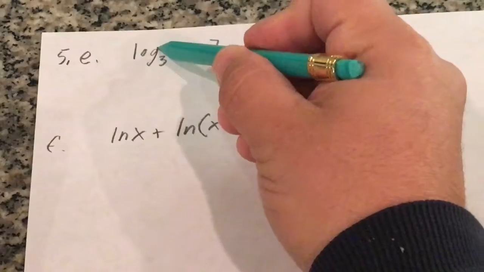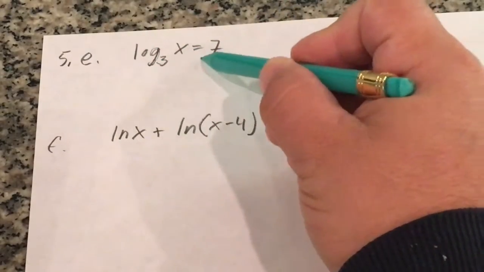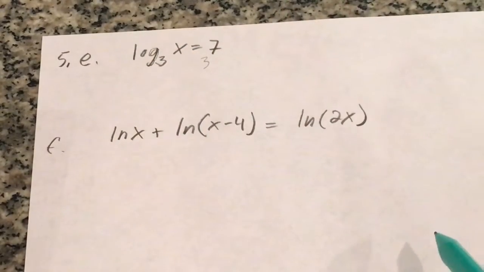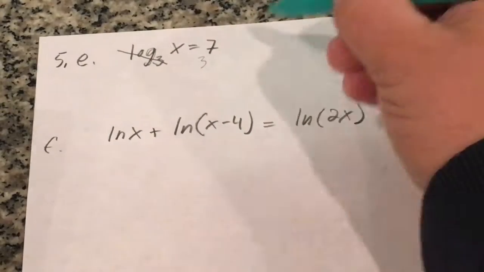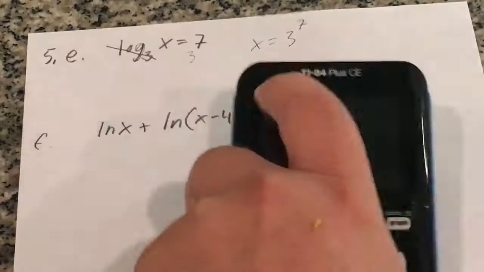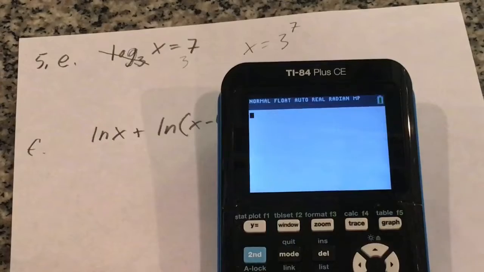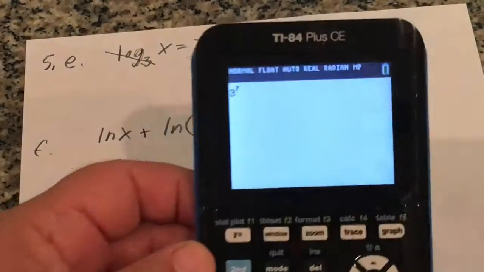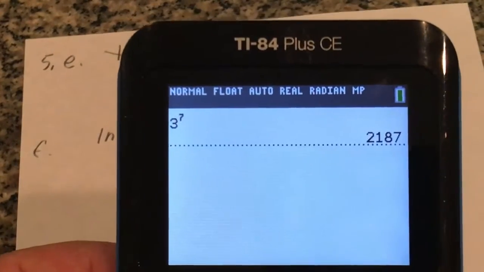Okay, to solve this, you're going to imagine that little log is a leg, and it's going to kick that 3 over and raise up the 7th power. And that's just going to give me the answer. x equals 3 to the 7th, which is 2187.